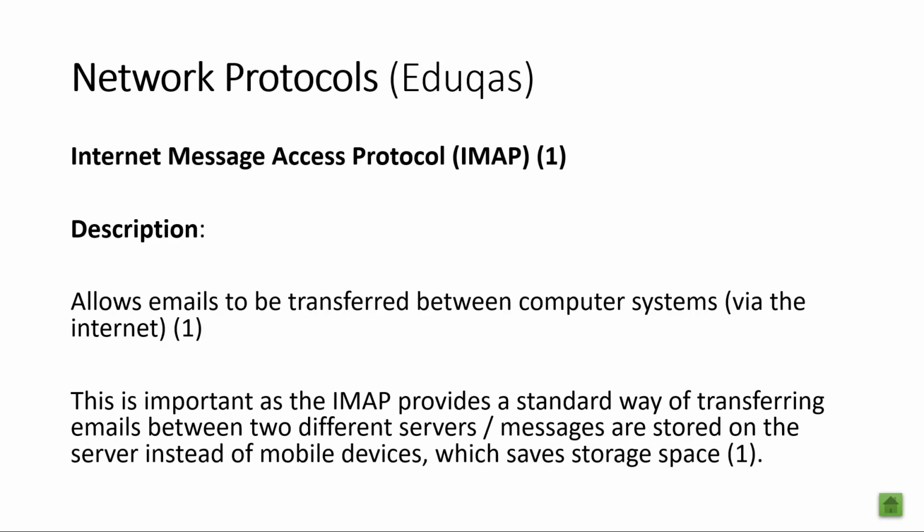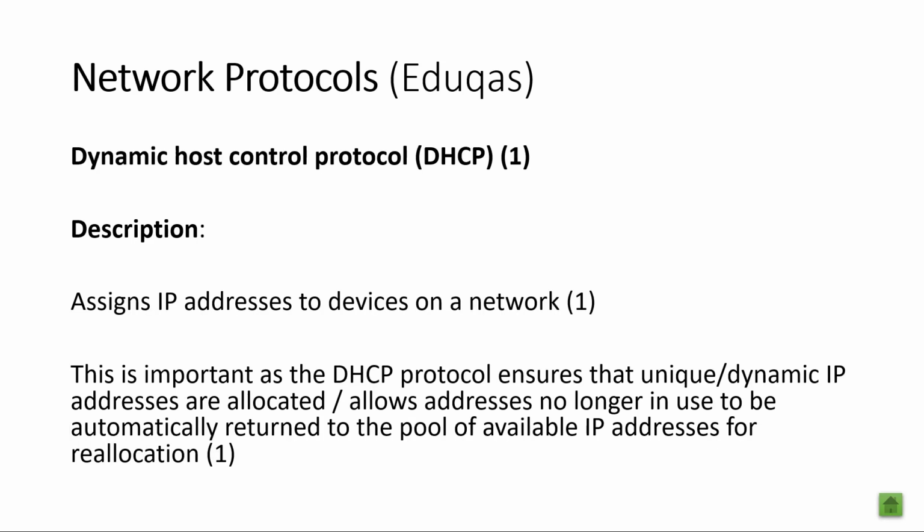You've got Internet Message Access Protocol, another mail protocol, but this allows emails to be transferred between computer systems via the internet. And then you've got Dynamic Host Control Protocol, which makes sure that we don't run out of IP addresses, and it uses a pool of IP addresses to choose from. And as soon as your device gets chucked off the network or you close your device down, you relinquish your IP address and it goes back so someone else can use it. And that's what DHCP is for, what it does.